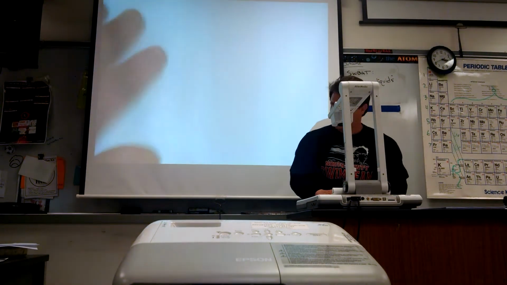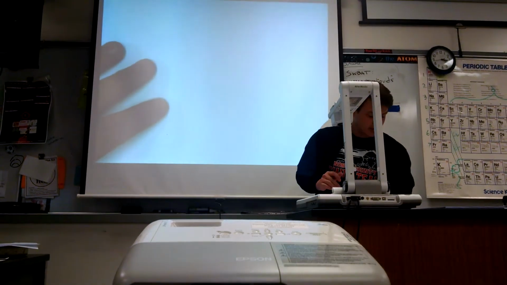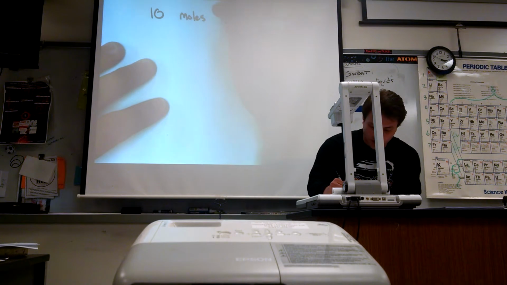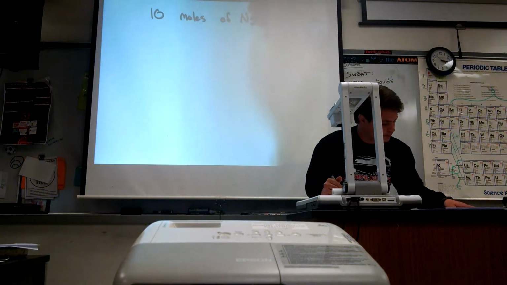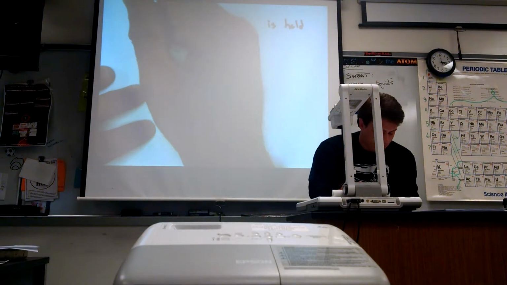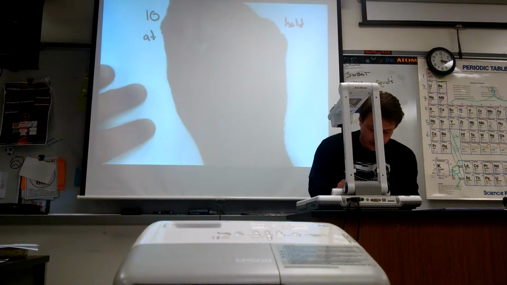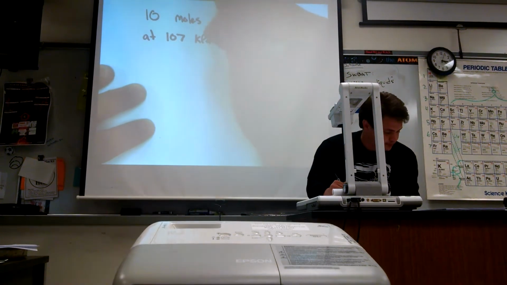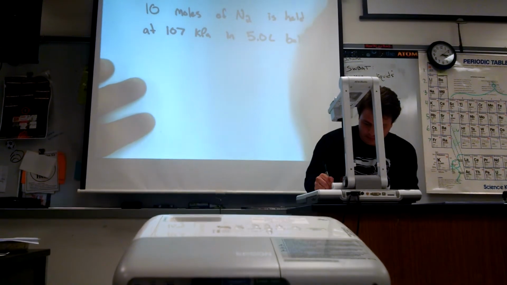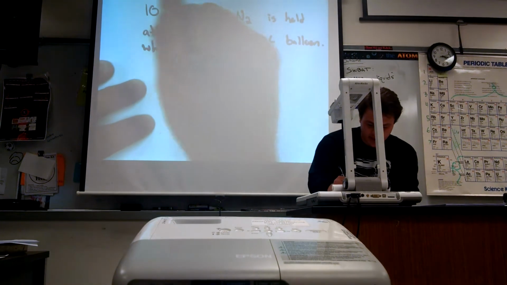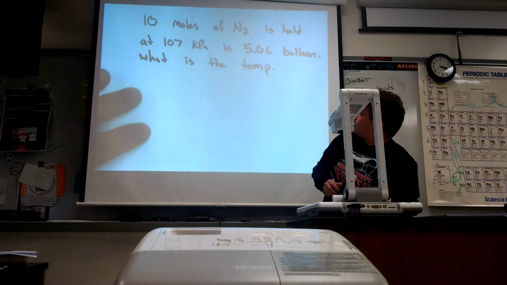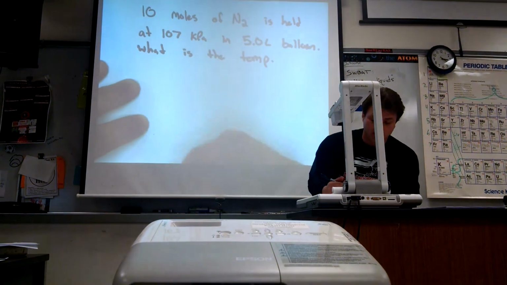So the sample problem is going to say: 10 moles of nitrogen is held at 107 kPa in a 5-liter balloon. And we want to know what the temperature is. Okay, just like our other problems, we write down what all of our different variables are.